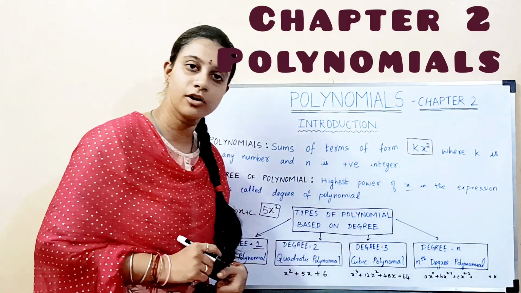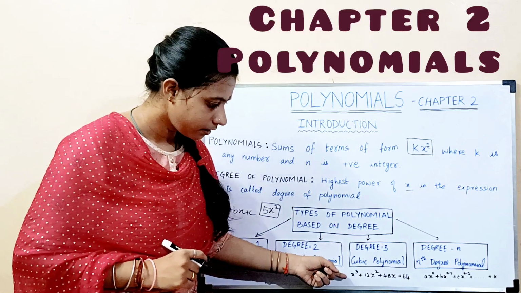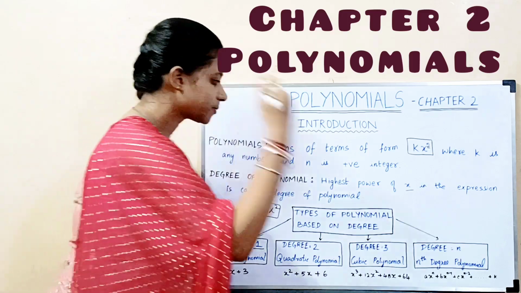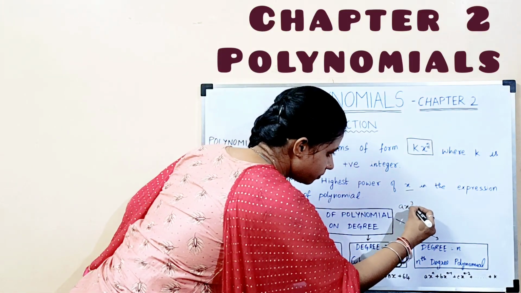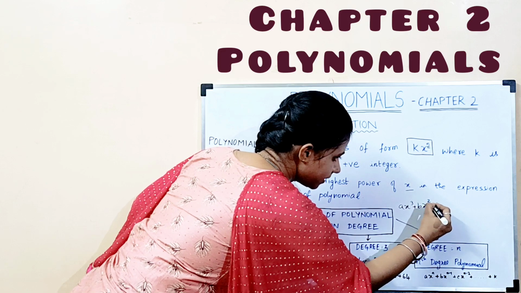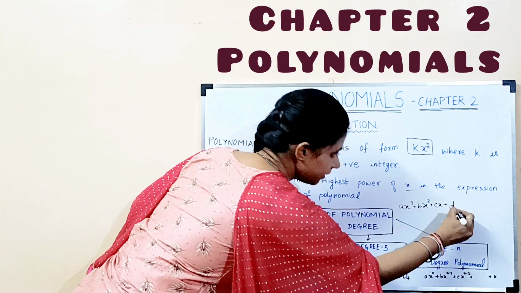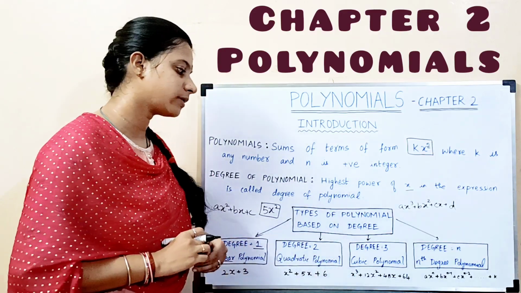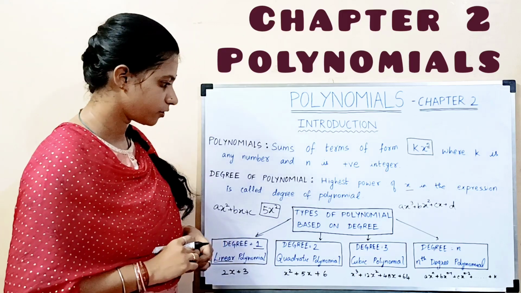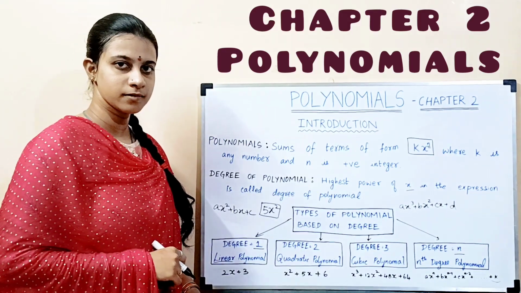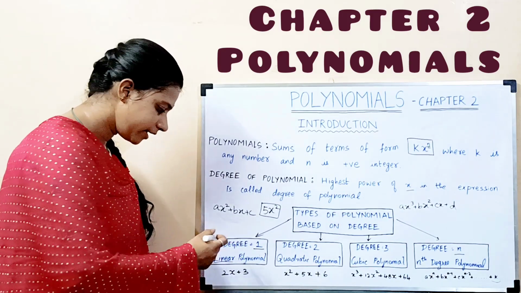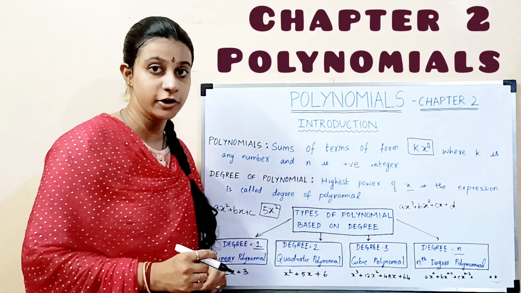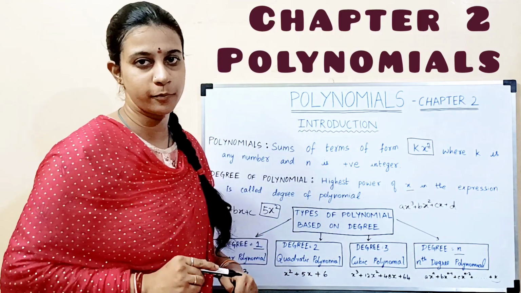Similarly, for degree 3, we call it a cubic polynomial. Any expression of the form ax cube plus bx square plus cx plus d can be called a cubic polynomial. One such example is x cube plus 12x square plus 48x plus 64. Now, for degree 1 we say linear polynomial, for degree 2 we call it a quadratic polynomial, and for degree 3 we call it a cubic polynomial.